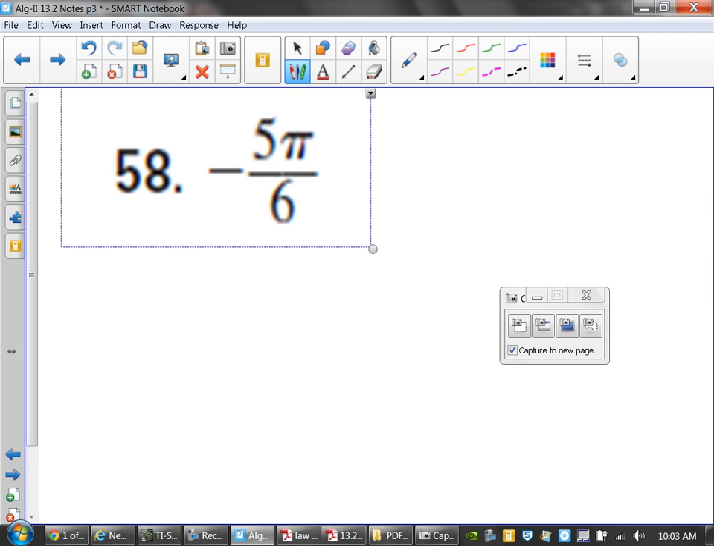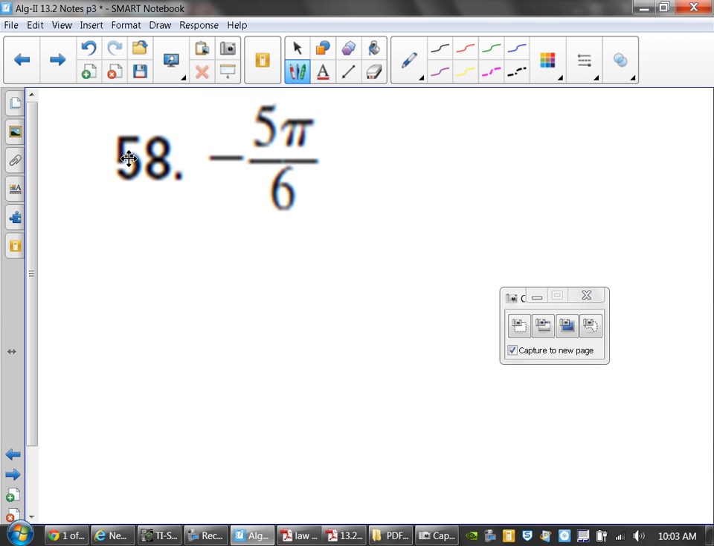I want to graph this. Negative 5 pi over 6. If I'm going to graph negative 5 pi over 6, am I going clockwise or counterclockwise? Clockwise. Now, think about 5 over 6. Is it more than 1/2? Yes. Is it less than 1? Yes. So what quadrant is it in? It's in the third. Very good.